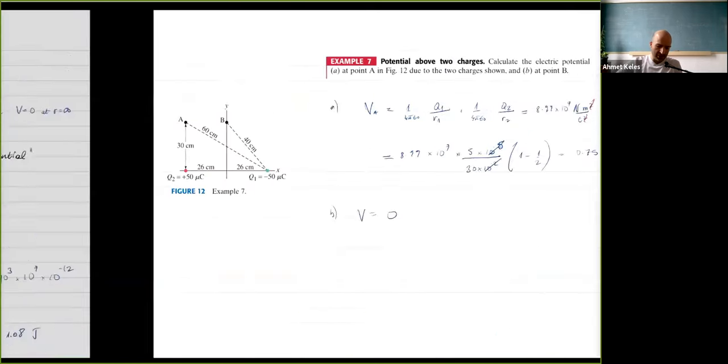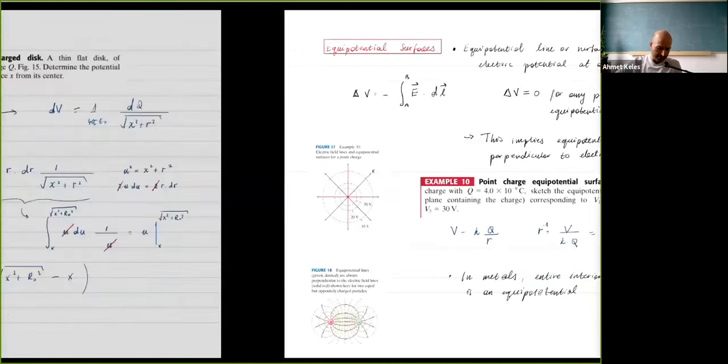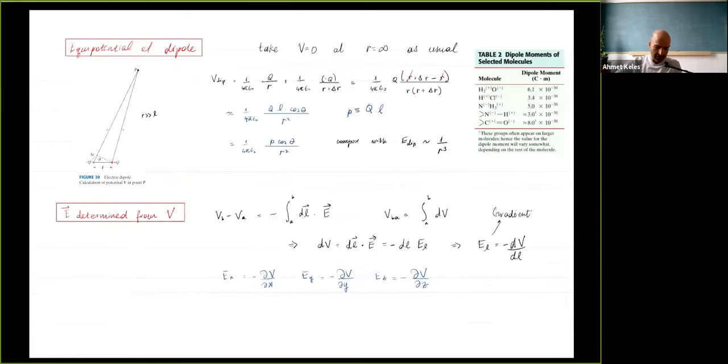And here is how we do this. We go back to the definition. The electric potential difference between two points A and B, VB minus VA, is equal to minus the line integral of the electric field from A to B. Right?